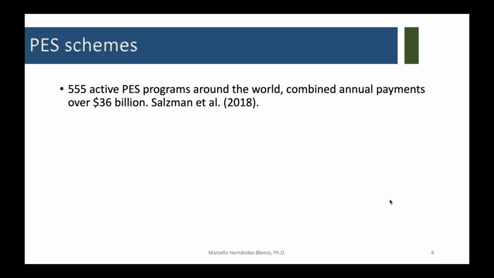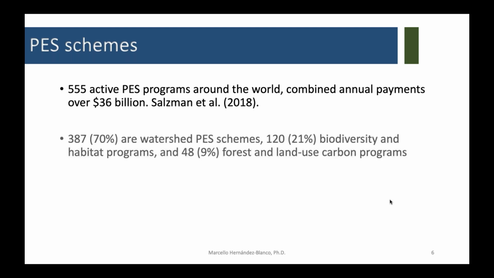Jim Salzman, I don't know if you've heard of this paper. It came almost 2 years ago, and it's a very good one. It was in Nature Sustainability. It would be worth checking out. It found that currently there are 555 active PES schemes around the world, and the whole combined payment that they're managing right now is almost 40 billion. Which is impressive, how this financial mechanism has increasing popularity among policymakers throughout the world.